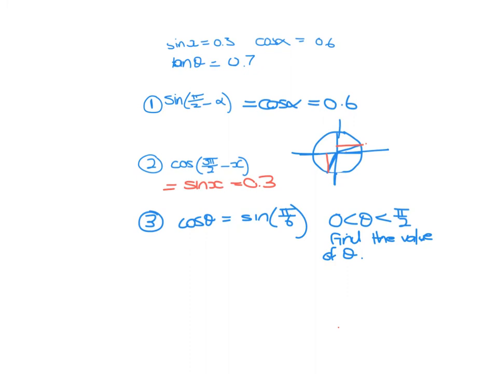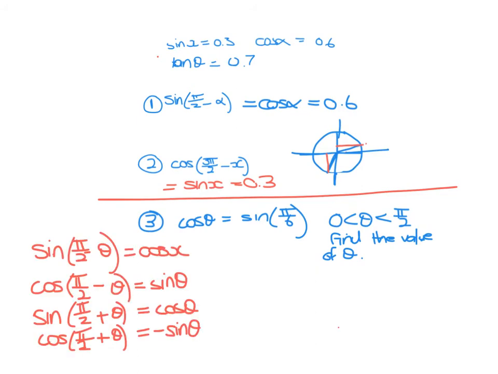Then we've got cos of theta equals sine of pi on 6. It's a different question now. And we know that 0 is less than theta, which is less than pi on 2. So this is no longer related to these facts up here. This is a question separately, all on its own. So if we think about this, we want to still be able to use the trigonometric equations. So I've just copied them out here again.